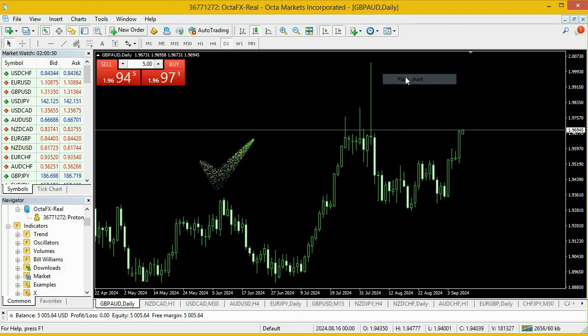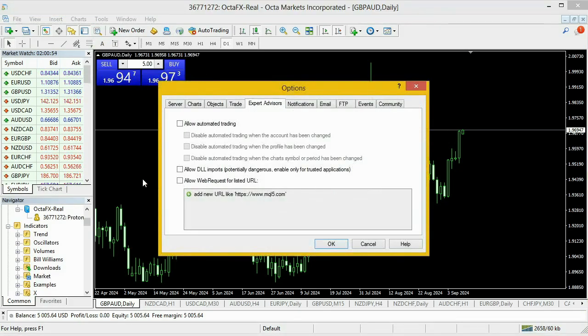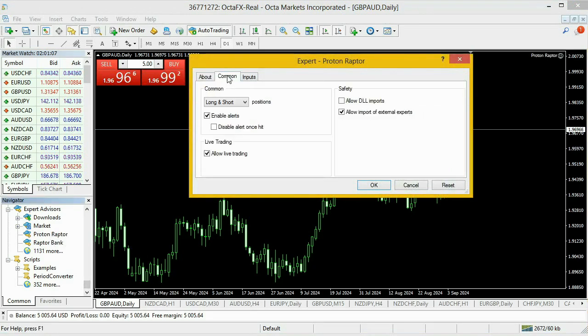From here we need to enable automated trading. On this dialog box, allow automated trading must be checked. You can also do this by clicking the auto trading button. We then load the expert. You can deactivate external experts.